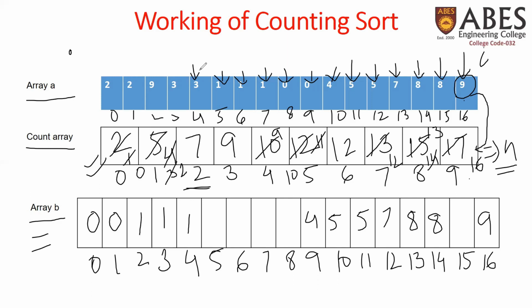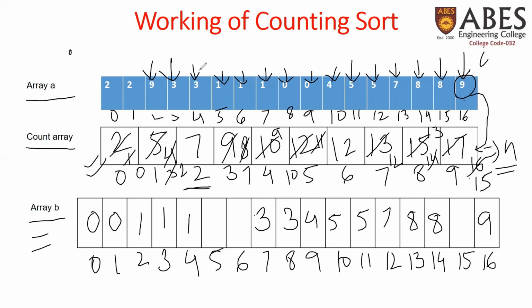Now you are getting the 3 here. Go for the 3rd position of your count array, you are getting the 9th value, decremented to 8 and put the 3 here. Now go for the next update of the value. Again go for the 3rd index of your count array, update the value to 7 and put the 3 at the 7th position. Now the next element is 9. Go for the 9th index, you have the 16 value.